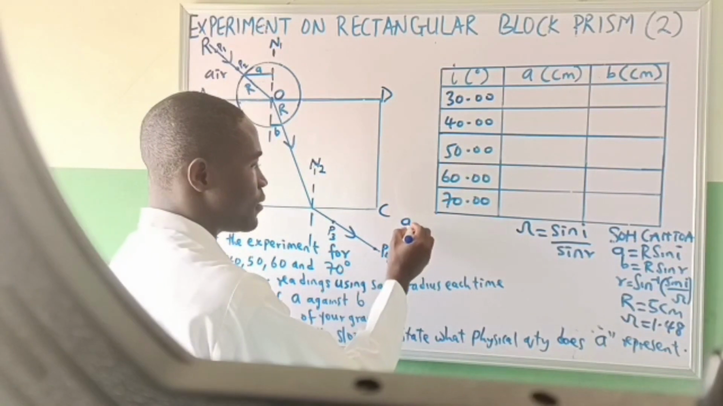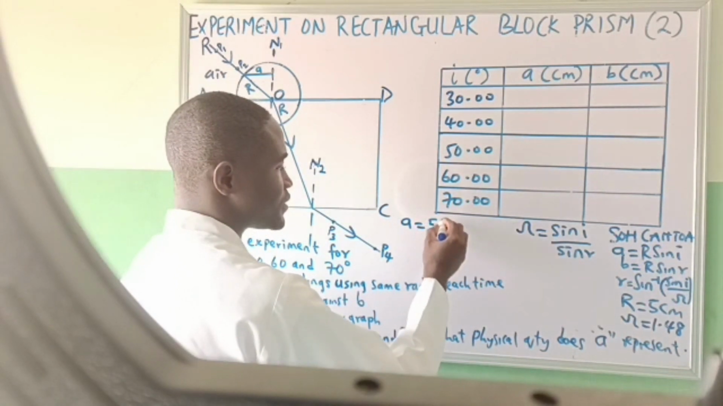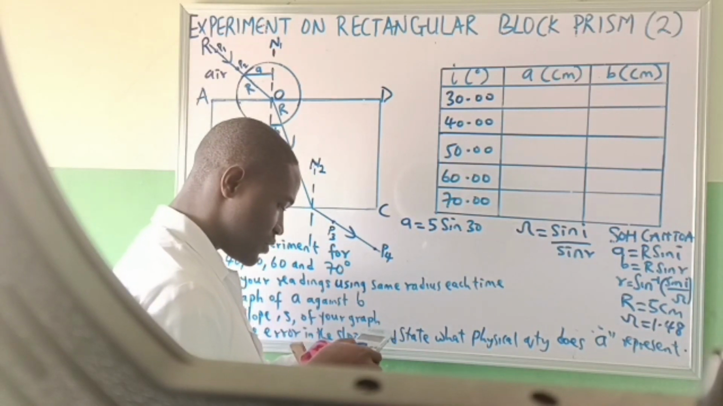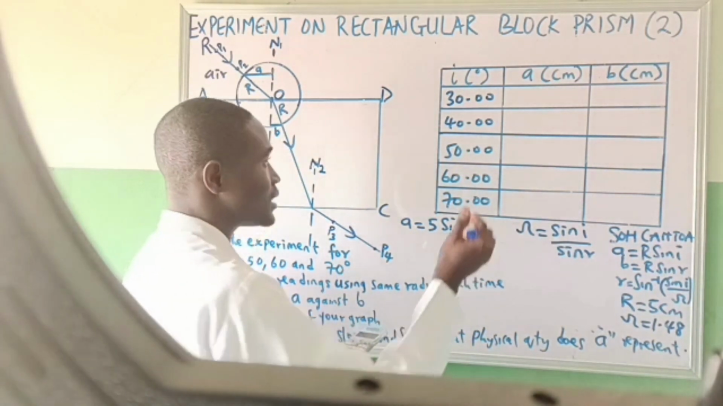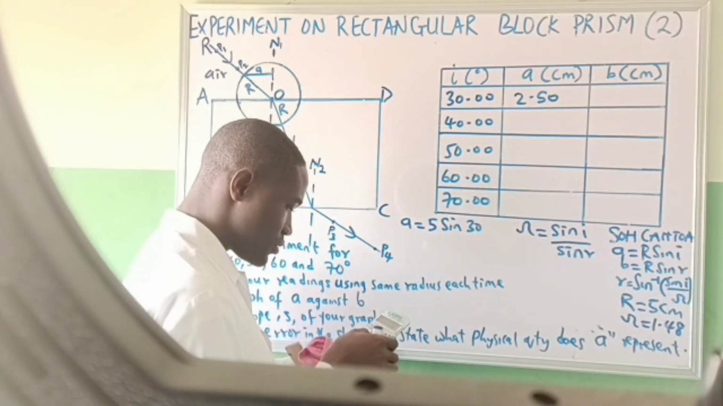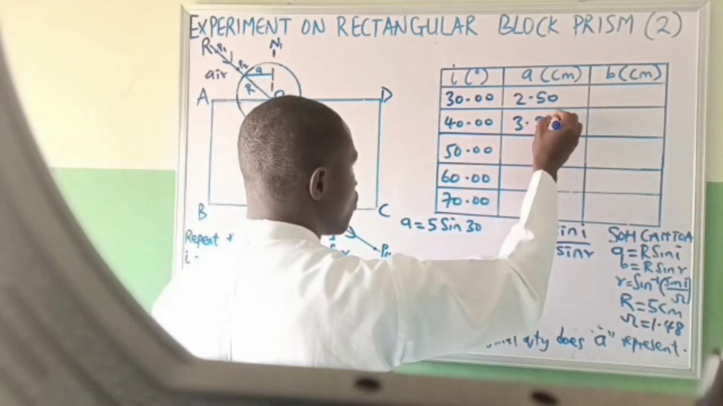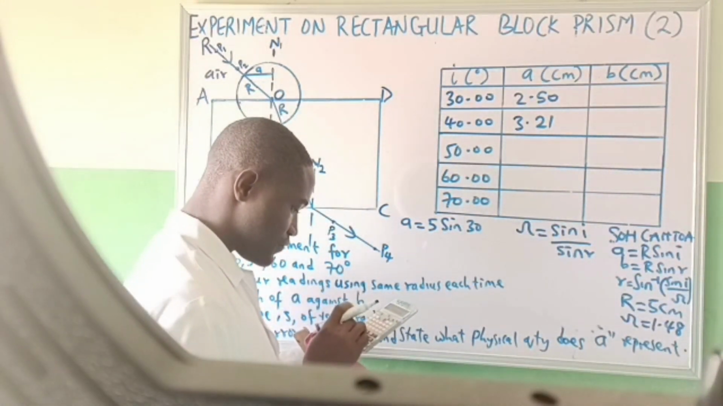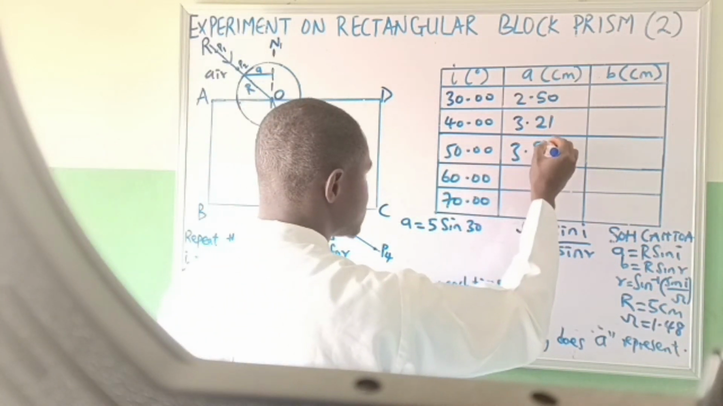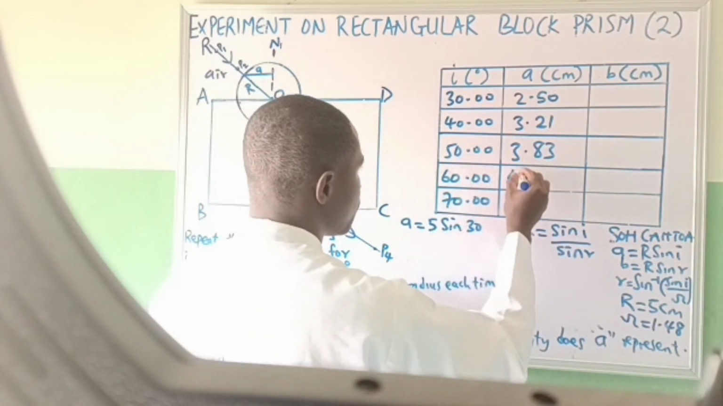Now to get our A, we say R is 5, sine what? i is 30, that is the first value. 5 sine 30 is 2.50. 5 sine 40 is 3.21. 5 sine 50 is 3.83. 5 sine 60 is 4.33.